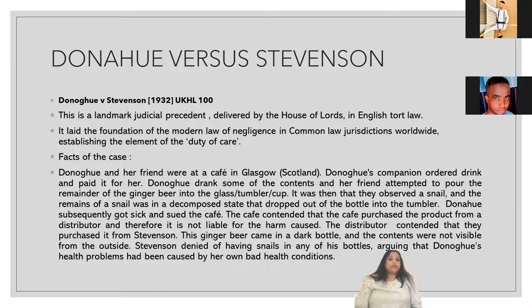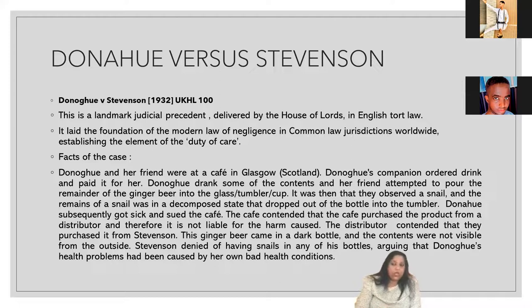Donoghue versus Stevenson, 1932, UKHL. That means it was actually handled by the House of Lords in those days. Now we have the Supreme Court as the highest court in the UK, but once upon a time there was the House of Lords. So it was a matter that was decided by the House of Lords, and below them there were the Privy Council and so on. So the structure of the courts was different.